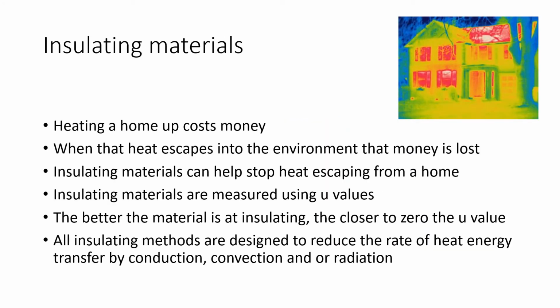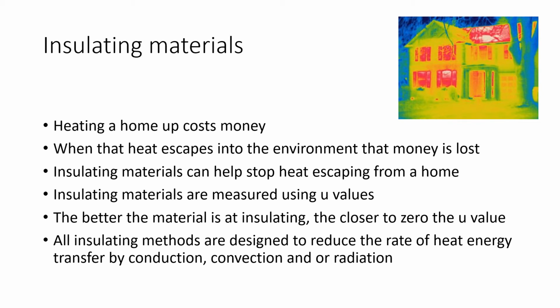If you look at the top right of the screen, you can see a picture of a house, taken with an infrared camera. The bits that are hotter are the parts of the house in which heat is escaping a lot, and the bits that are colder are the bits of the house where heat is not escaping very easily. So to save money, the best thing to do is insulate those parts of the house that are losing the most heat, and in that picture you can see it would be the windows and the roof.